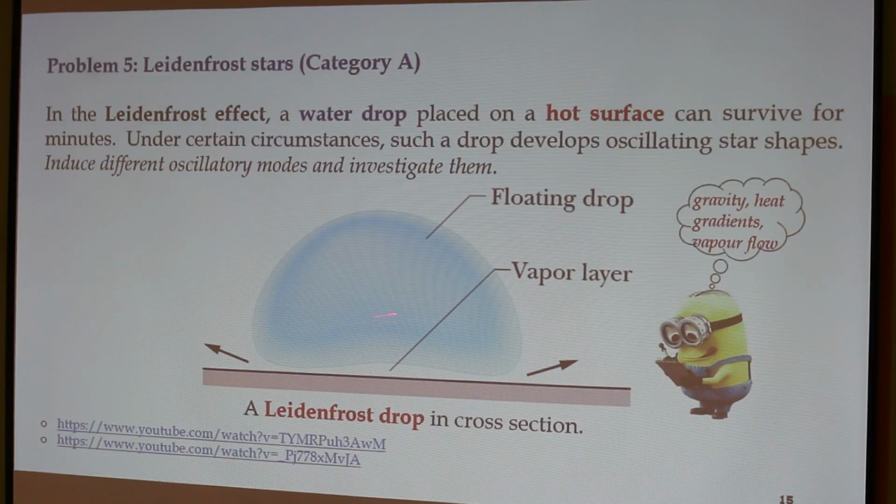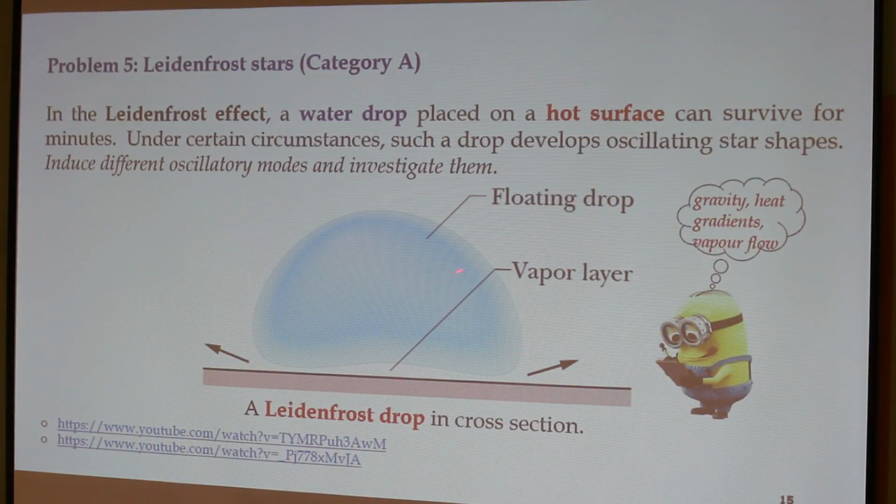The basic theory that we all know, or you can easily imagine, is that when you have a very hot surface and you put a liquid drop onto the surface, what's going to happen? Because of the very high temperature gradient, it is going to cause the surface of the drop to vaporize. When it vaporizes, it forms a vapor layer. This vapor layer is insulating and is supporting the water droplet on top. So that's how the water drop can survive for minutes.